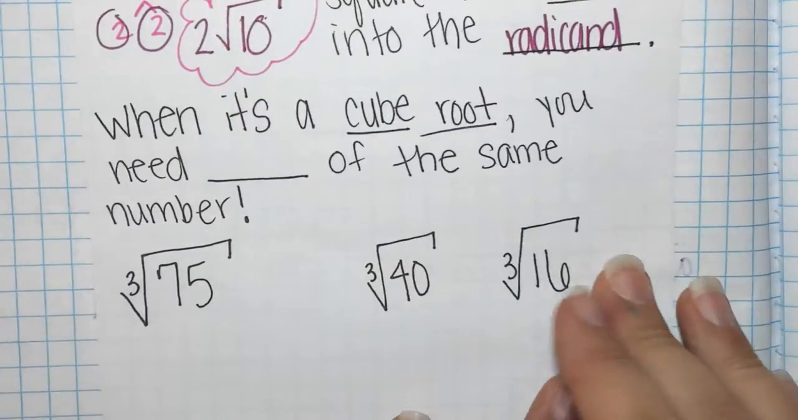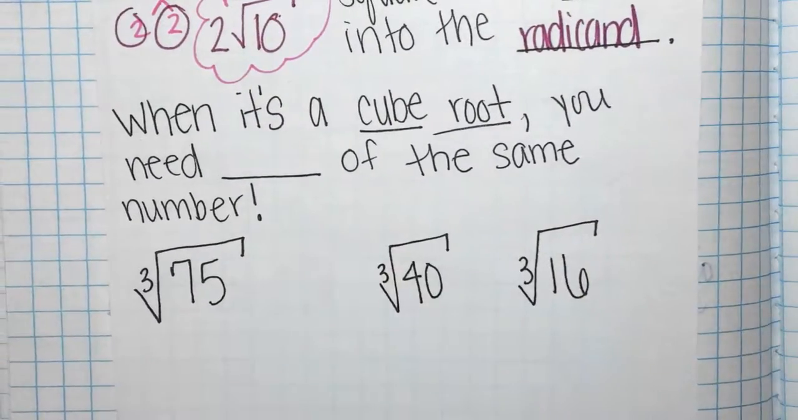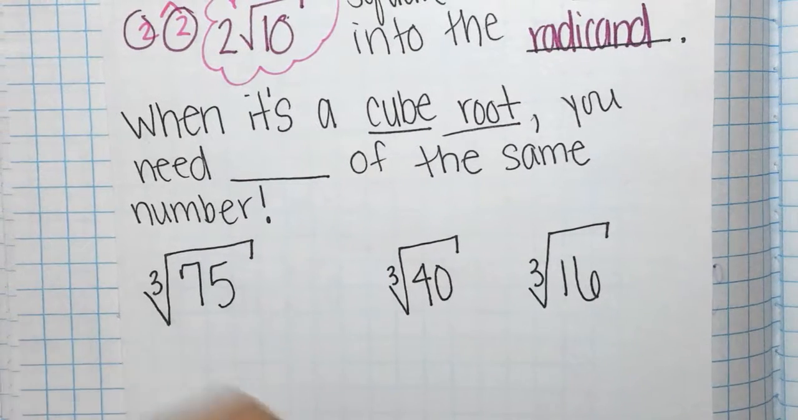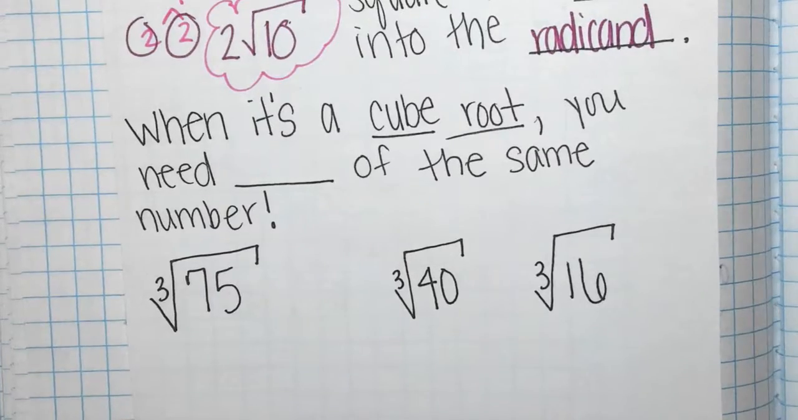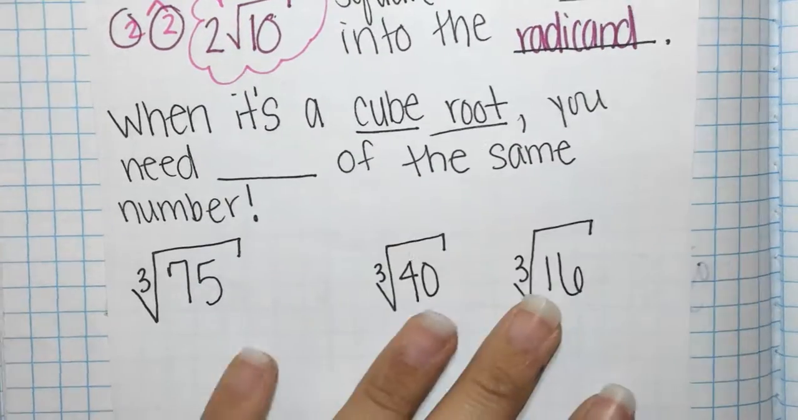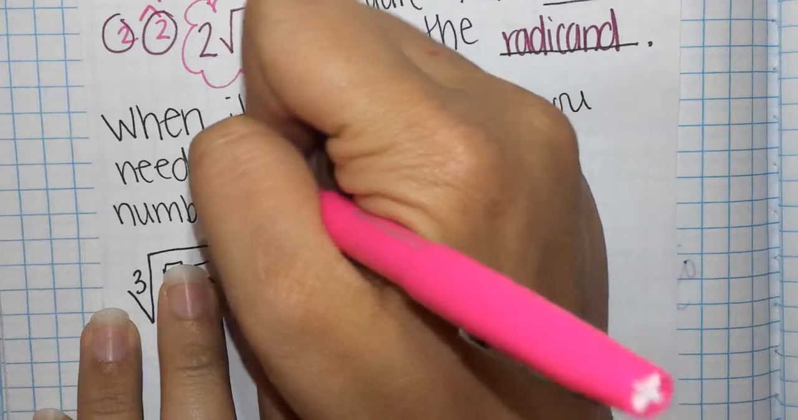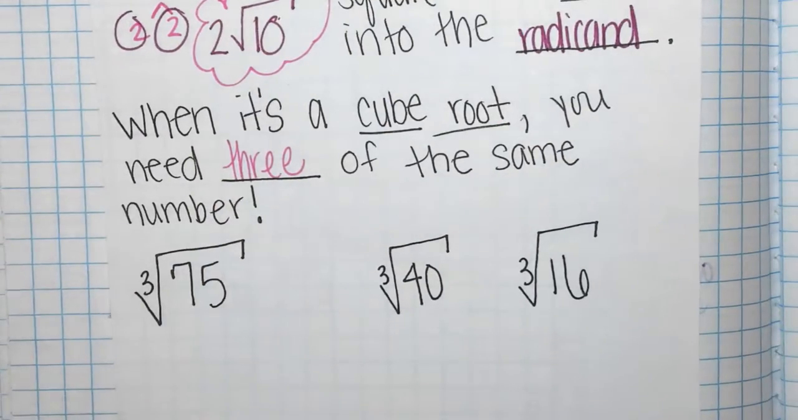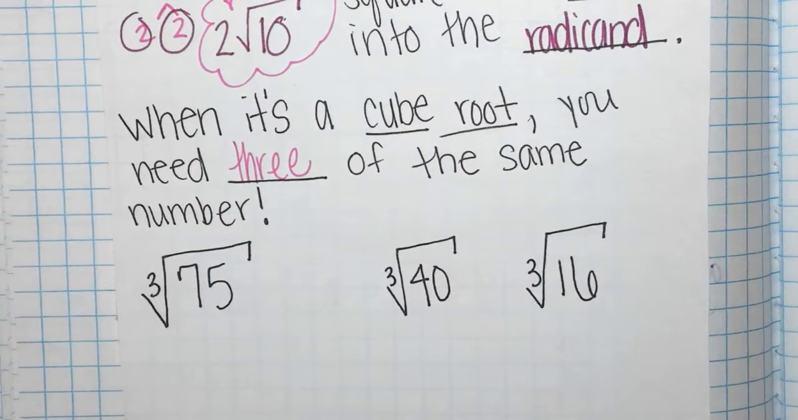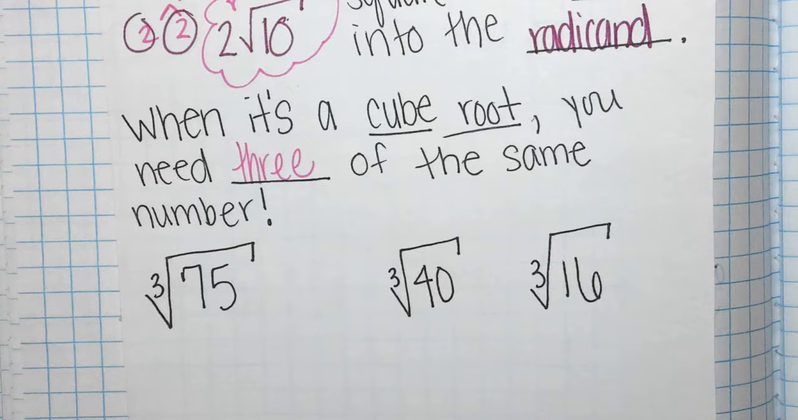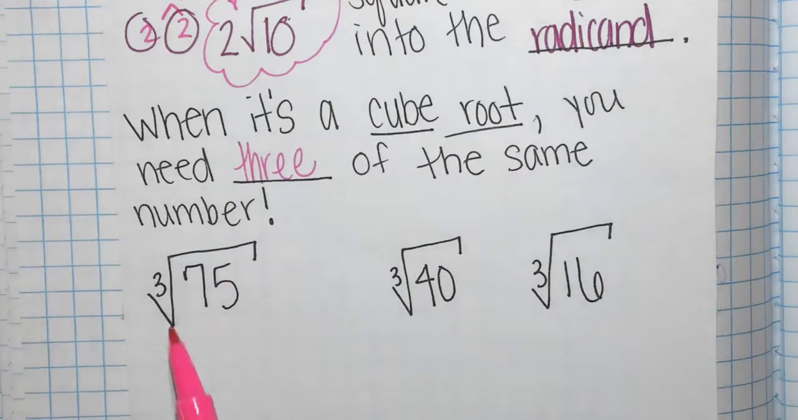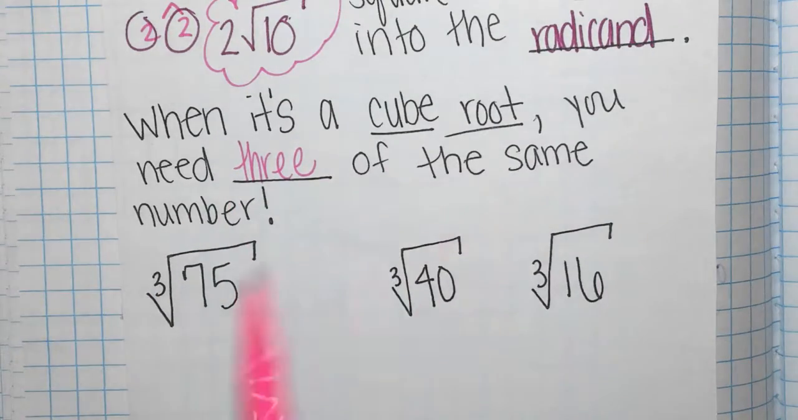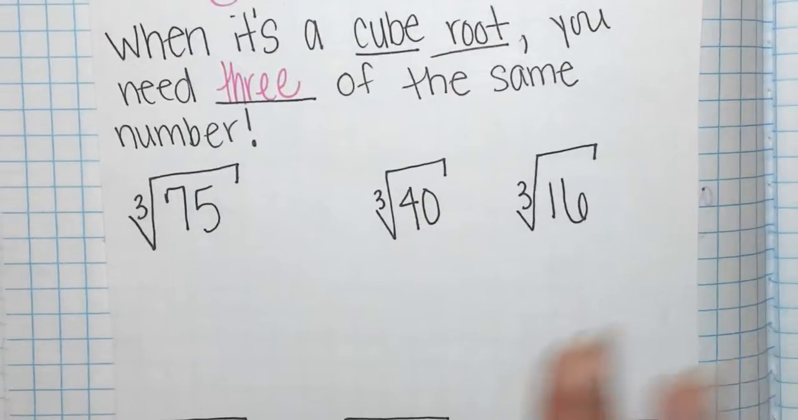Now, let's flip this back over. We will make another one in a minute, okay? When it's a cube root, you need how many of the same number? 3. Take a point. There's no index, it's automatically right? Isn't that what we wrote down in our notes? When it's a cube root, that means that there's a 3 right here. You need 3 of the same number. So let's break down 25.